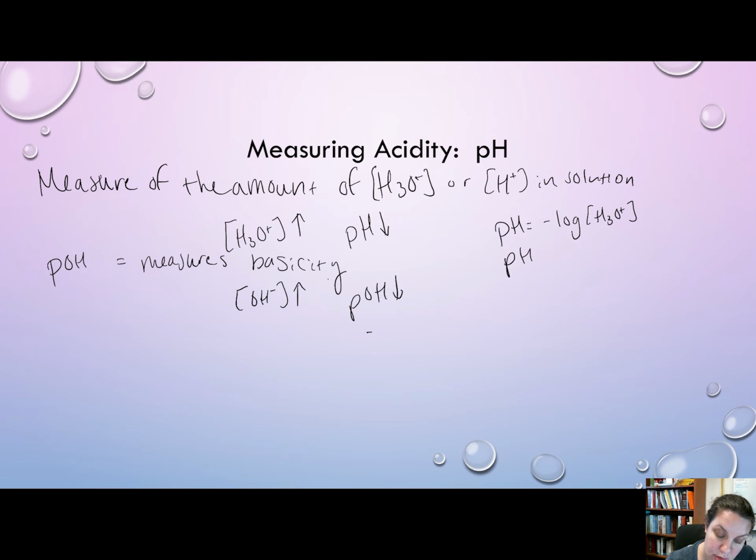So pH is equal to negative log H3O plus, or pH is equal to negative log H plus if we are not in water. pOH is the negative log of our hydroxide concentration.